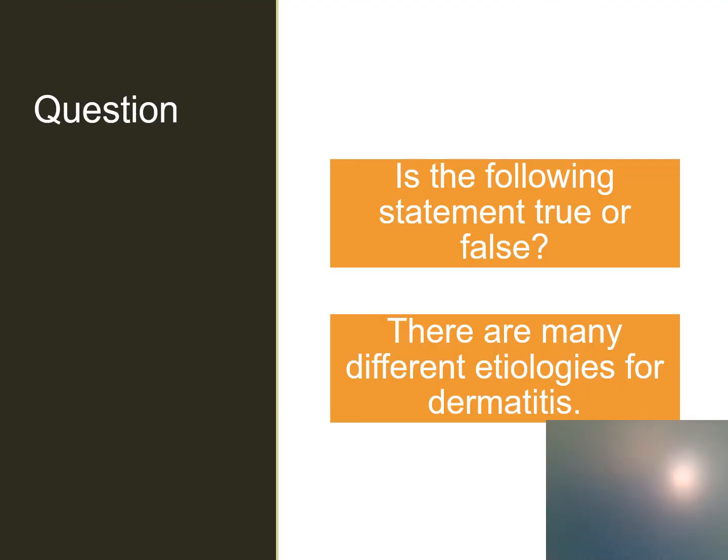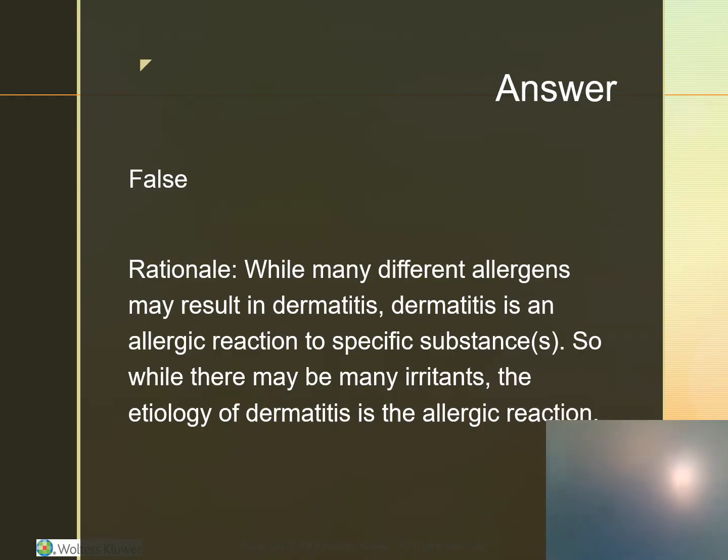So true or false? There's many different etiologies for dermatitis. This is false because there's many different allergens that can result in dermatitis, but dermatitis itself is an allergic reaction to specific substances. So while there might be a lot of irritants, the etiology of dermatitis would be the allergic reaction.